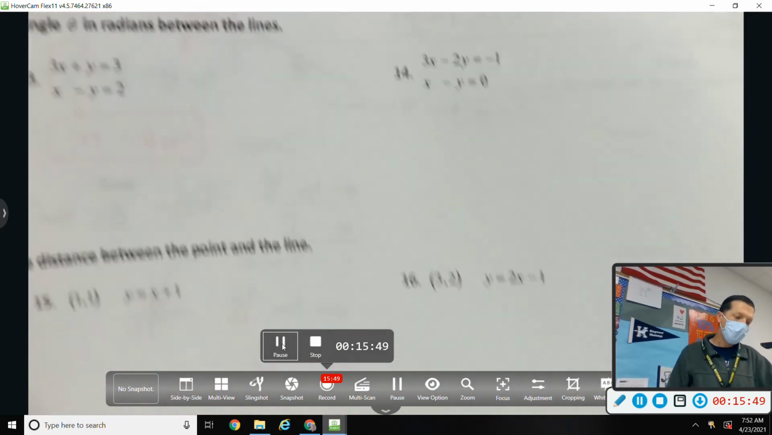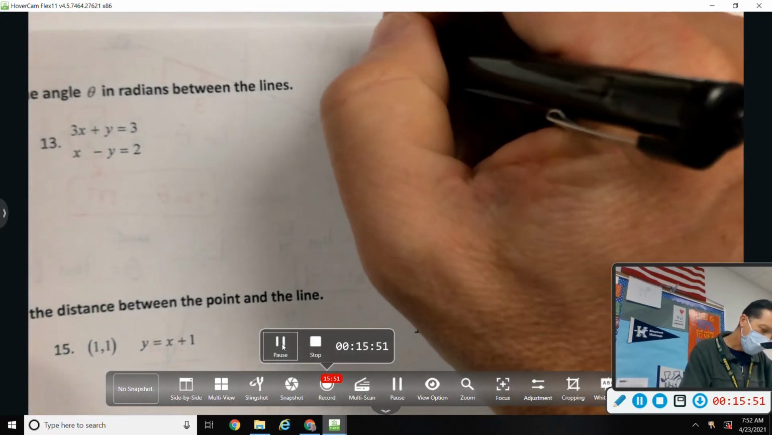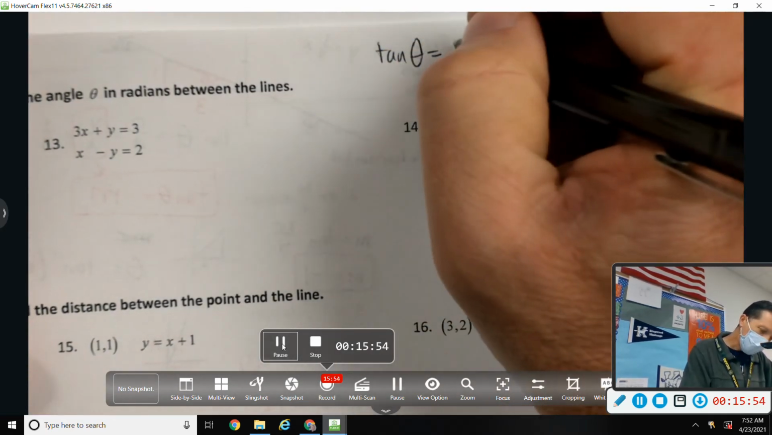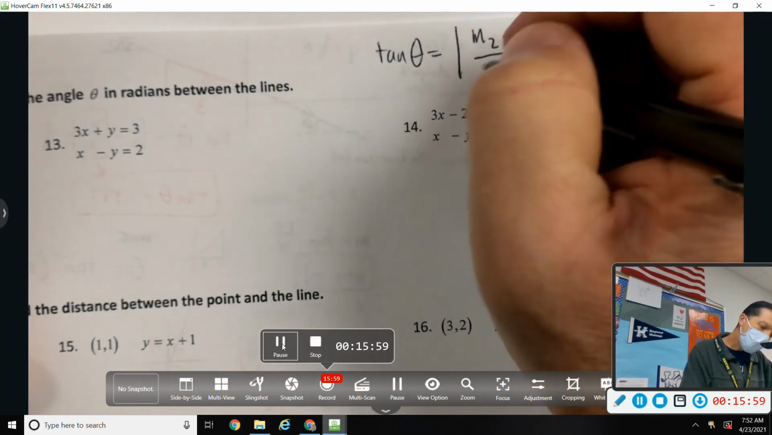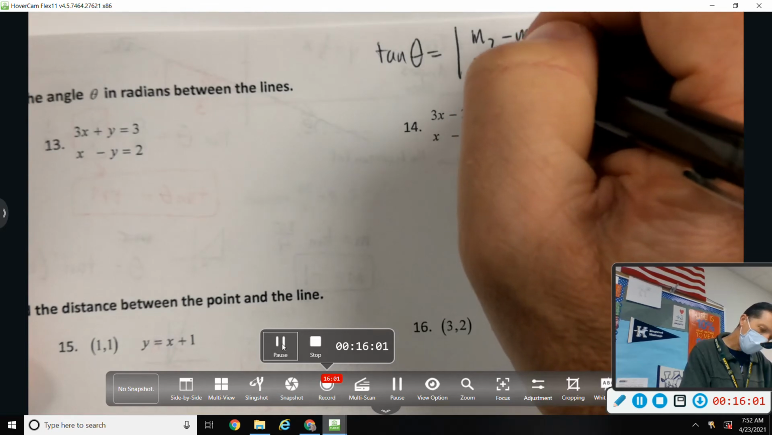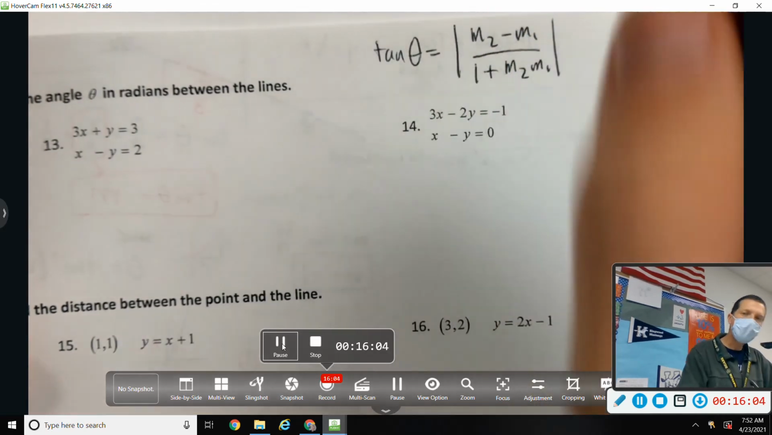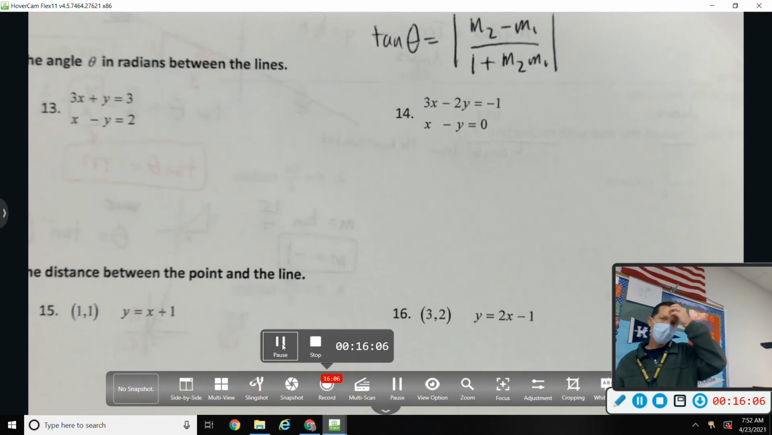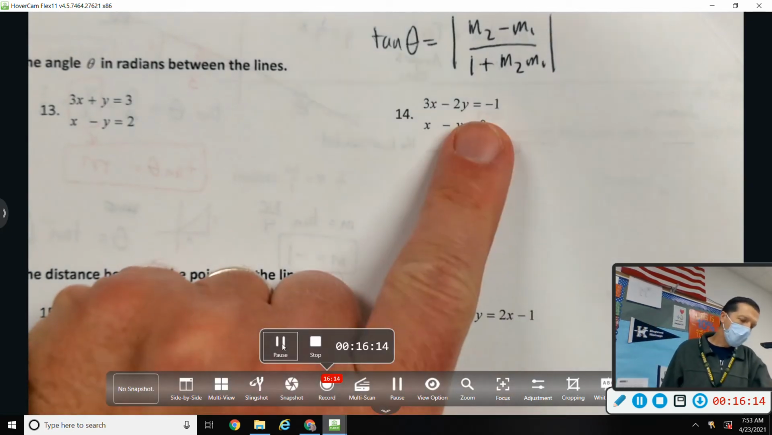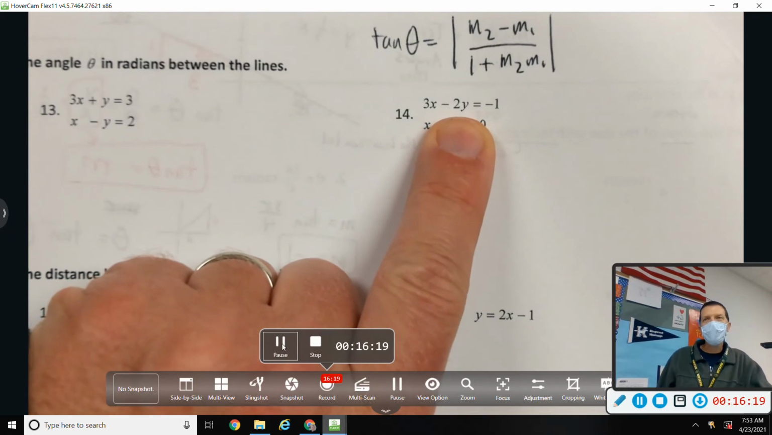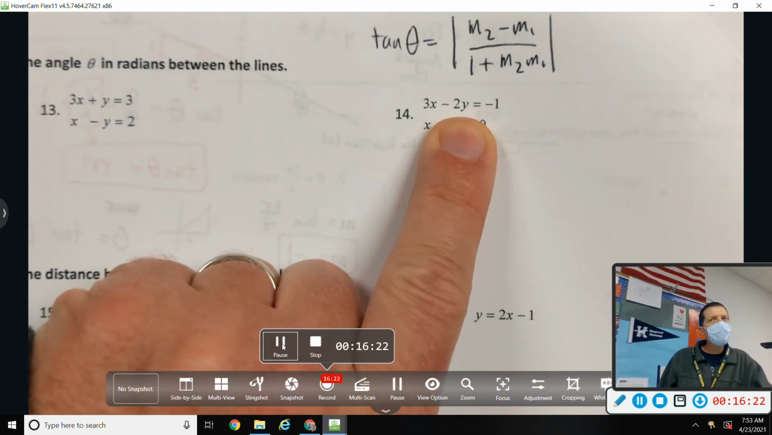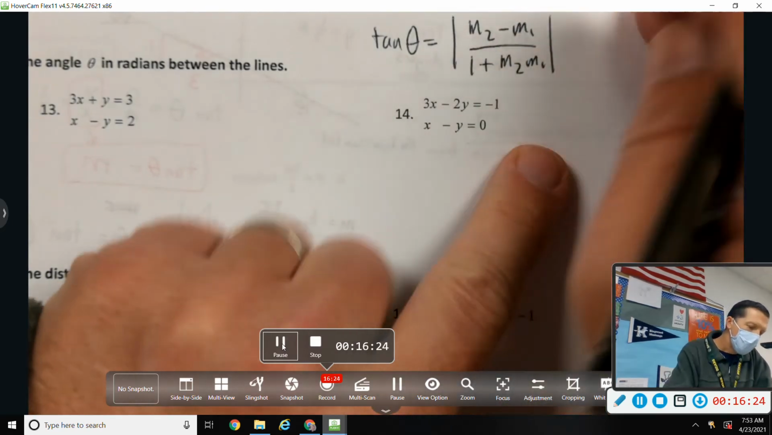It is distance. That's what the D stands for. So tangent theta equals the absolute value of m2 minus m1 over 1 plus m2 m1. So I need to find the two m's, and then I'll be ready to use this equation. How do I get an m out of number 14? How do I get m out of that first equation? What do I need to do? You subtract the x and then turn all the signs.